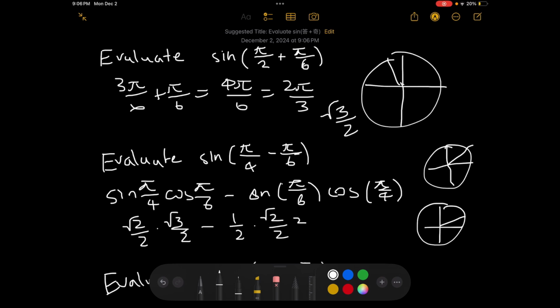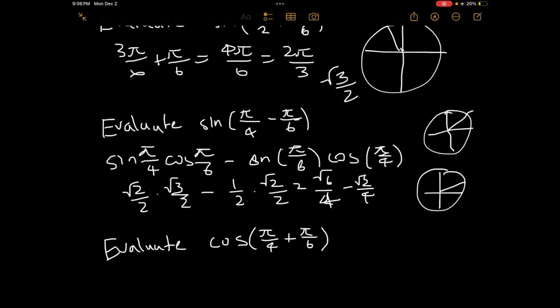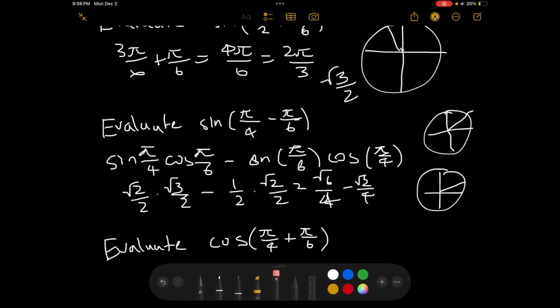And we can just expand this. This is root 6 over 4 minus root 2 over 4. So since these share a common denominator, we can just rewrite this as root 6 minus root 2 over 4. And that is our final answer.